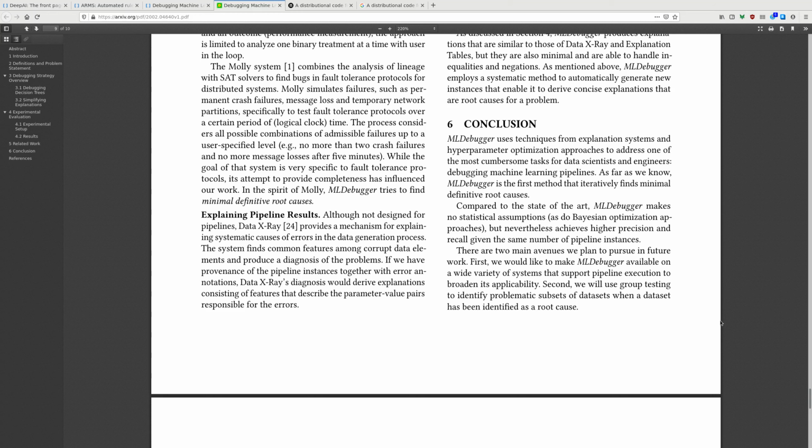There are two main avenues we plan to pursue in future work. First, we would like to make ML Debugger available on a wide variety of systems that support pipeline execution to broaden its applicability. Second, we will use group testing to identify problematic subsets of datasets when a dataset has been identified as root cause.